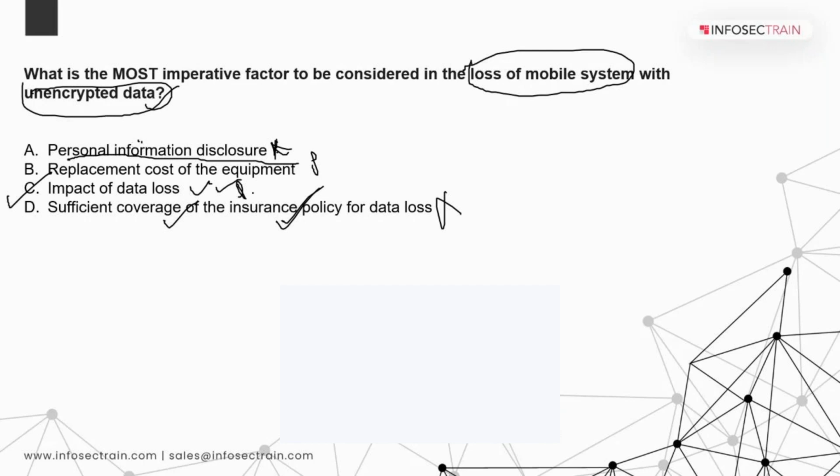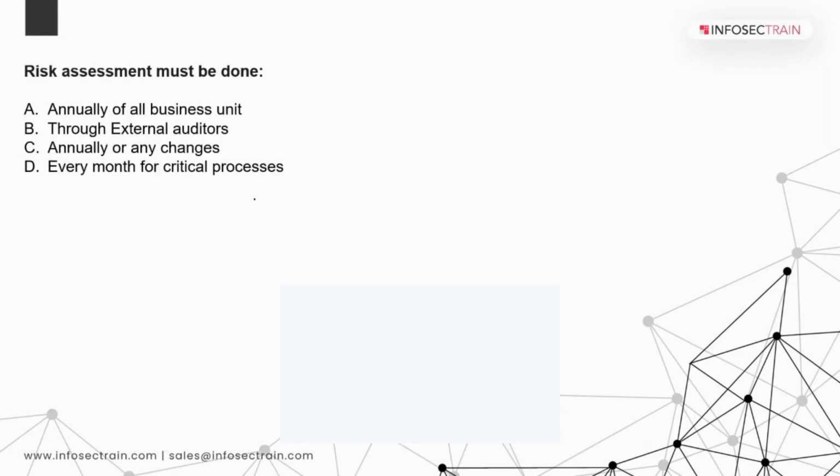Okay. Next, risk assessment must be done annually and on any changes. So if you are going to make any changes, at the same time you have to do an assessment. What is the impact, right? In risk assessment, always remember two things. Always make a graph, because it is very important. You can expect direct two or three questions, but indirectly you can say the whole CISSP is based on your risk assessment and risk management. Okay, answer is C.